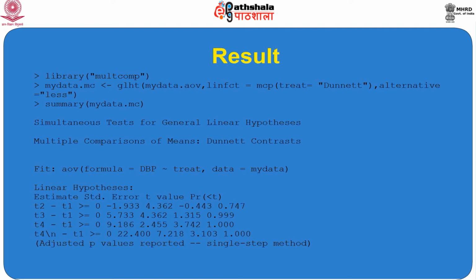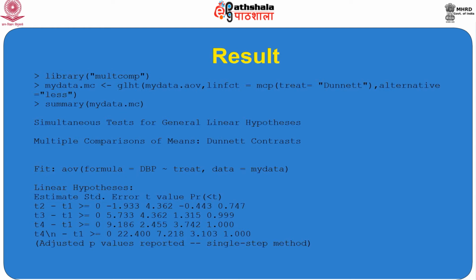When we compare T3 with T1, the comparison between the third treatment and the first treatment, the difference is quite high. It comes to 5.73 in comparison to the earlier one, which was minus 1.93, with almost the same standard error, that is 4.36, and a p value near 1, that is 0.99. Now the treatment-wise difference between T4 and T1 is 9.18 with standard error 2.45 and t value 3.74, and p value near 1, so almost the same.